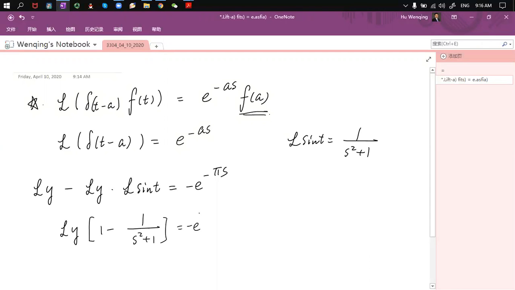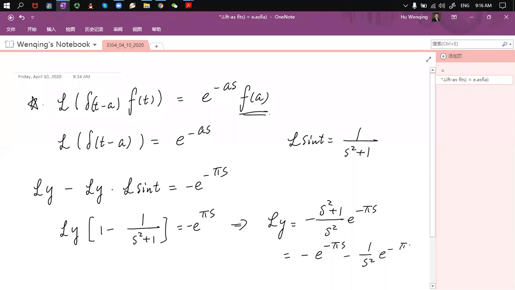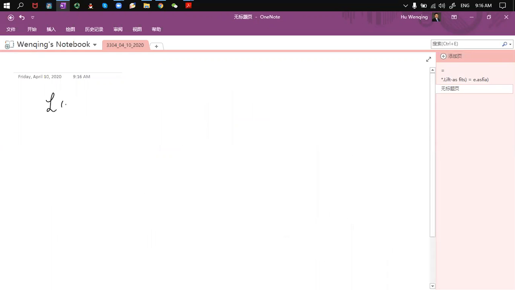is equal to minus e power minus pi s, which tells you that the Laplace transform of y is equal to s squared plus 1 divided by s squared, times minus e power minus pi s. If we write it down, it's minus e power minus pi s minus 1 over s squared e power minus pi s. So this relation is telling you that the Laplace transform of y is e power minus pi s minus 1 over s squared e power minus pi s.